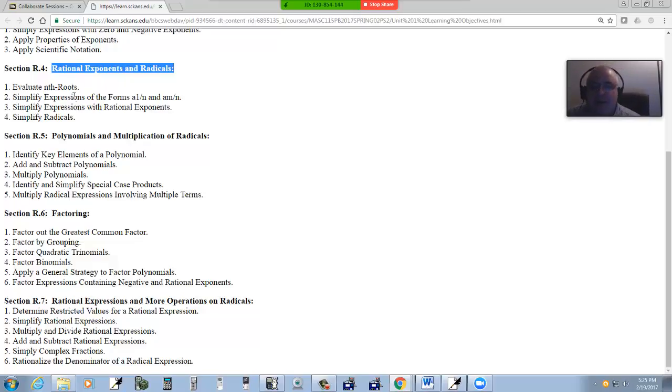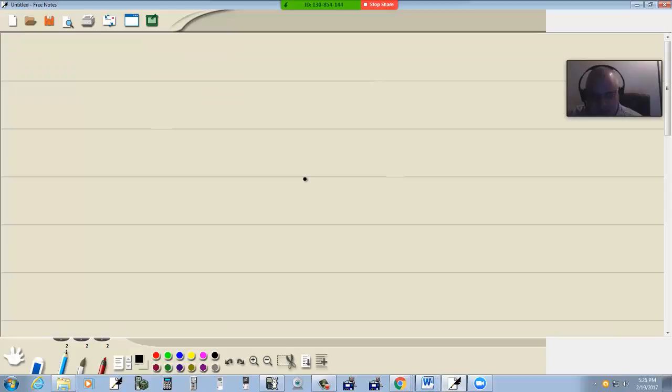We talked about evaluating nth roots. Remember the third roots, cube root? Let's look at one example a little bit bigger. Fifth root of 160.